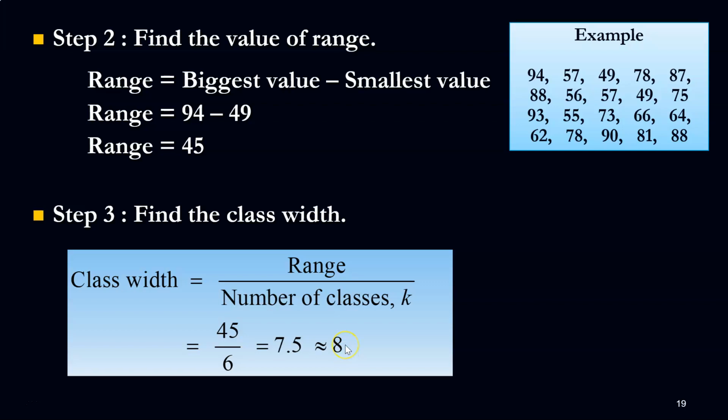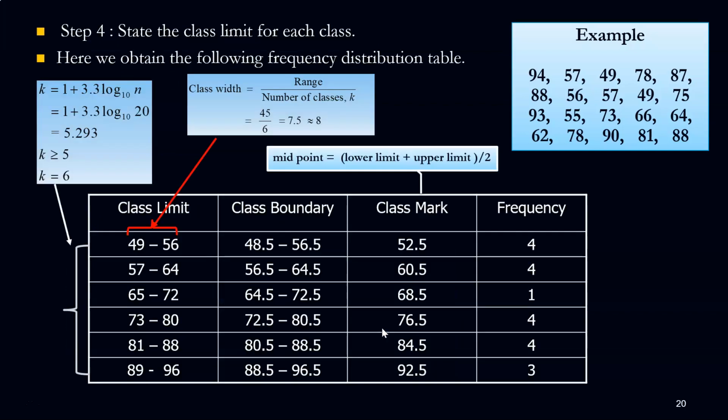Apa maksud 8? Maksudnya dalam satu kelas tu ada 8 nombor. 1, 2, 3, 4, 5, 6, 7, 8. Okay, so your class start from 1 until 8, for example. Okay, step 4, the last step. State the class limit for each class.